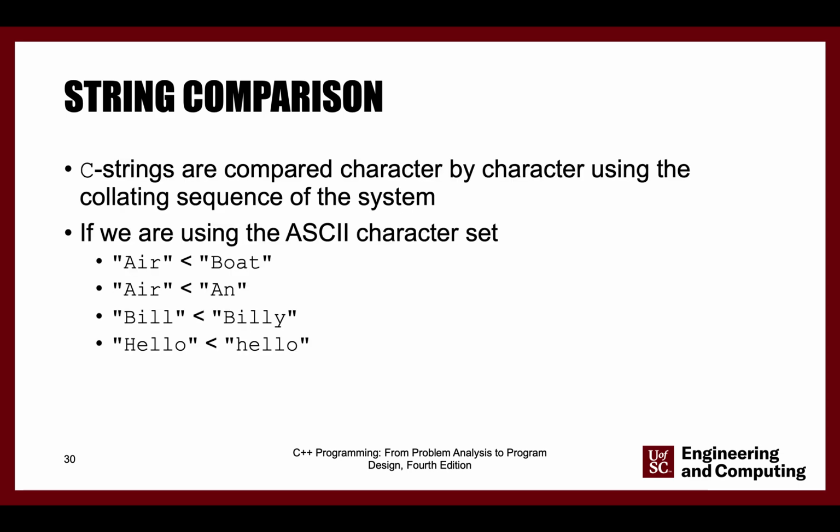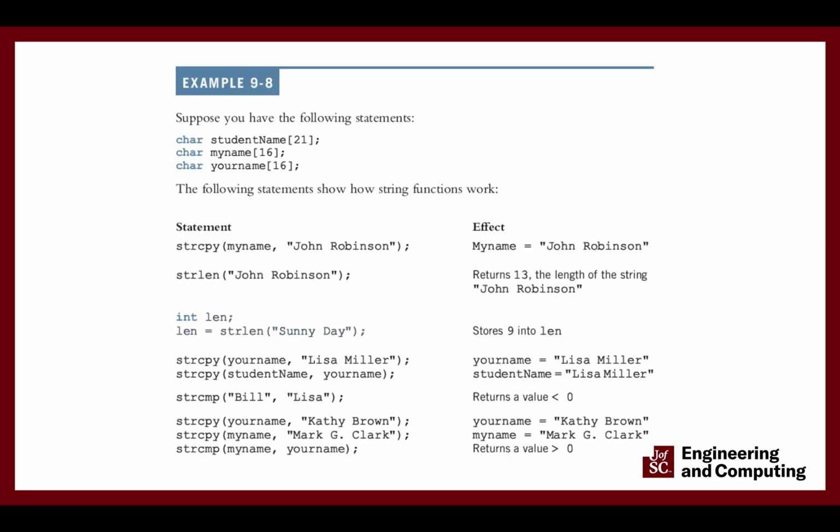So strings are compared one character after another. Here are some examples. We talked about this a little bit when we talked about strings. C strings are just the same. So suppose we have the following statement. Here we have declared 3 character arrays or C strings. And now if we copy this into my name here, then my name will be, of course, what we copied in, and the length is going to be 13.